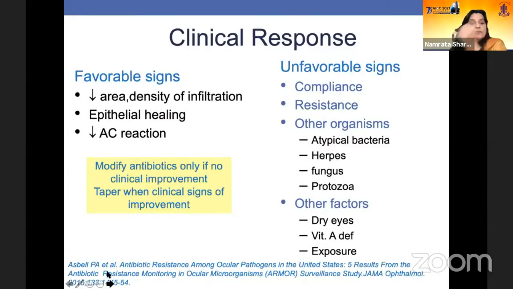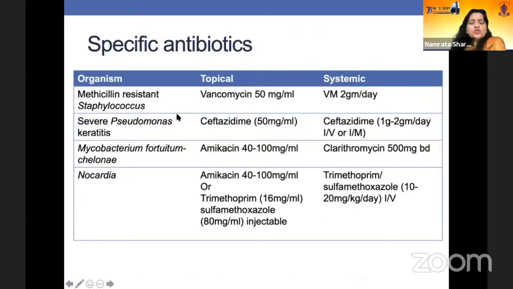Now, the favorable signs will be when the area and the density of the infiltration decreases, the epithelial healing happens, the AC reaction decreases, and you can modify antibiotics only if there is no clinical improvement, but taper when the clinical signs of improvement are there. Unfavorable signs are when there are problems of compliance, resistance. Then you should look for other organisms like atypical bacteria, herpes, fungus, and protozoa, and other factors like dry eye, vitamin A deficiency, and exposure. Now, this is just to show when you need to change your antibiotics because it is not responding to the ones you have already given.